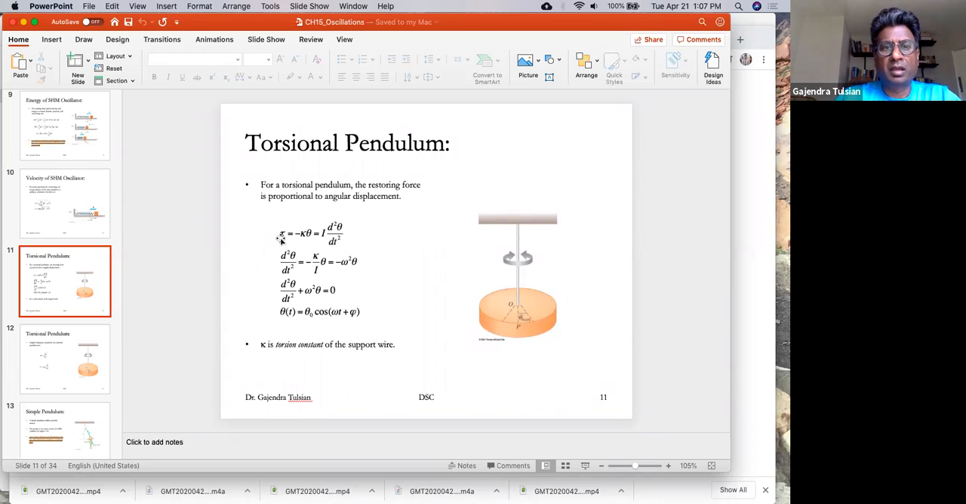Okay, and just like Hooke's law, the torque on this disk is minus kappa theta, and Newton's second law for rotational motion is I alpha, which is I d squared theta by dt squared. You can rearrange these terms, which I'll let you go through. And here is the differential equation describing the behavior of the system: d squared theta by dt squared plus omega squared theta equal to 0.